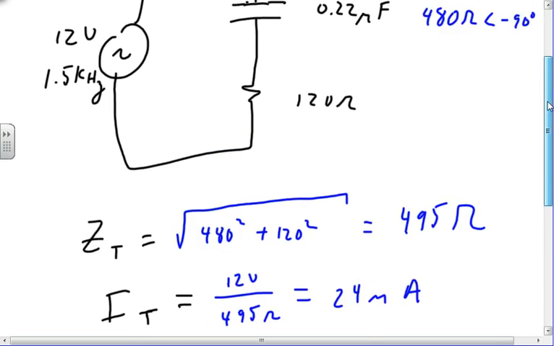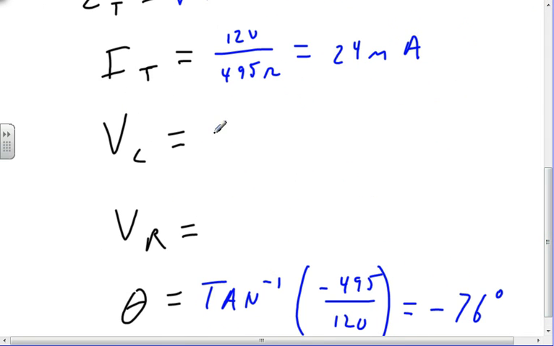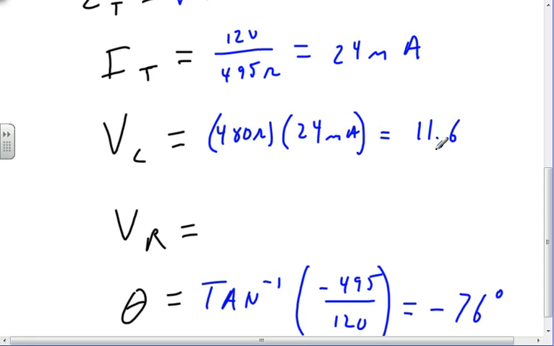All right, voltage across the capacitor. 480 ohms times 24 milliamps. 11.6. And 120 ohms times 24 milliamps. You know, I bet you that's probably 12, isn't it? Why don't we use the numbers that are there? 480 times 0.025. No, it's not.